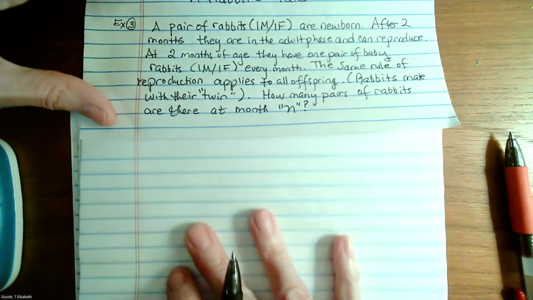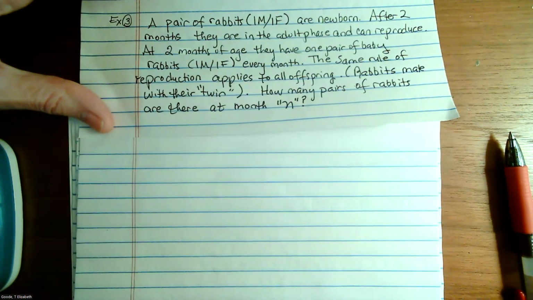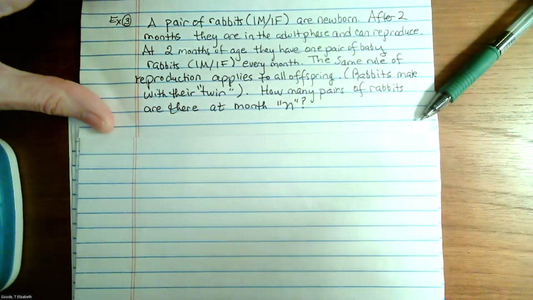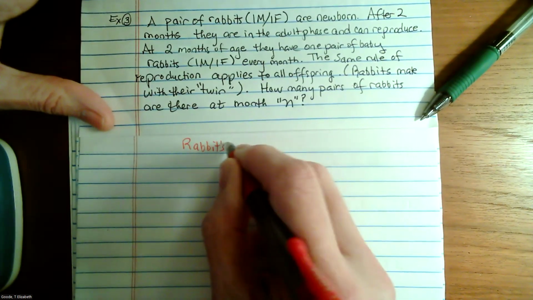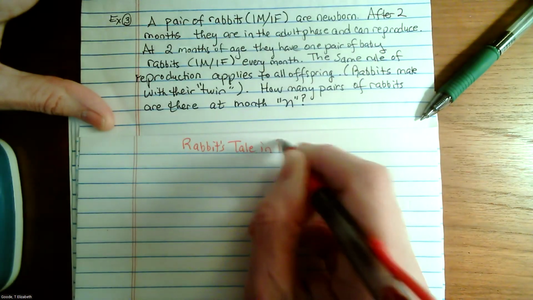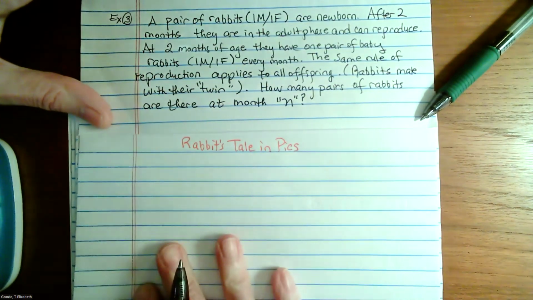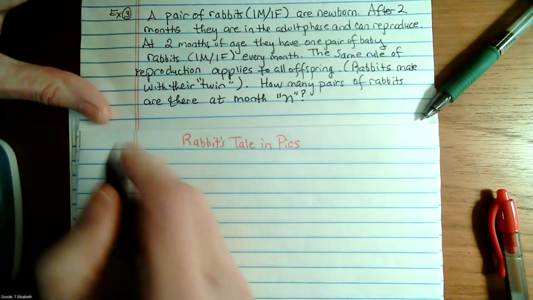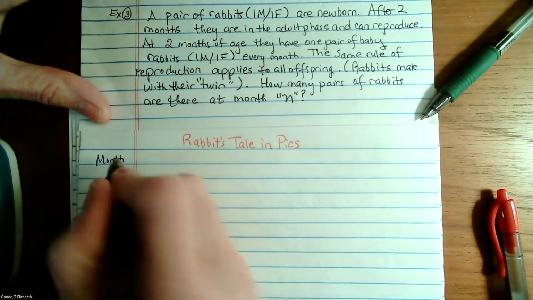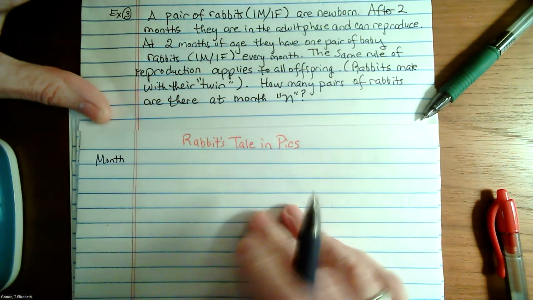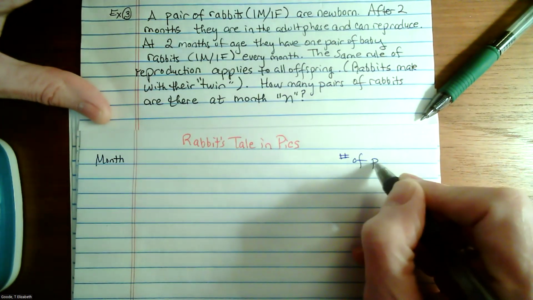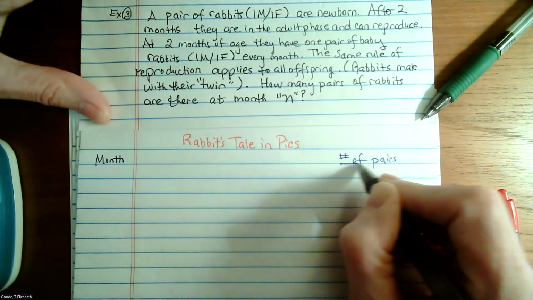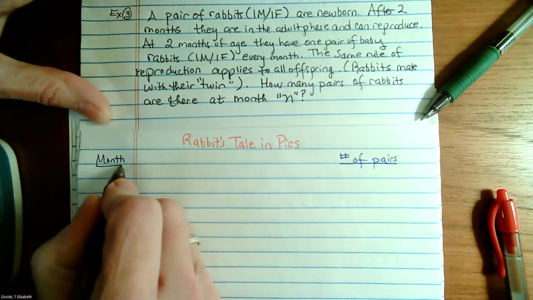All right, so does everybody understand the rules of reproduction? So let's look at the rabbit's tale in pictures. Over here, we're going to have the month, and then we'll draw the picture sort of in the middle. And over here on the right will be the number of pairs. So we're going to just see what happens with this value, the number of pairs.